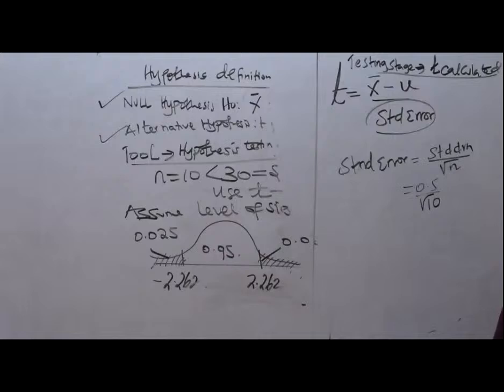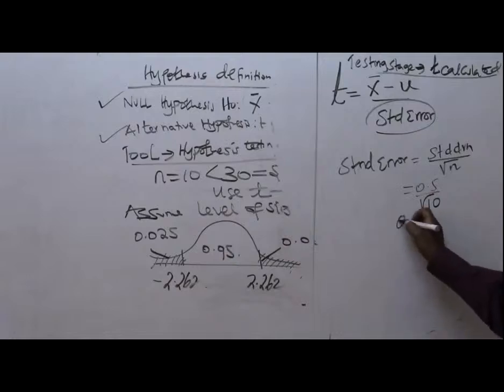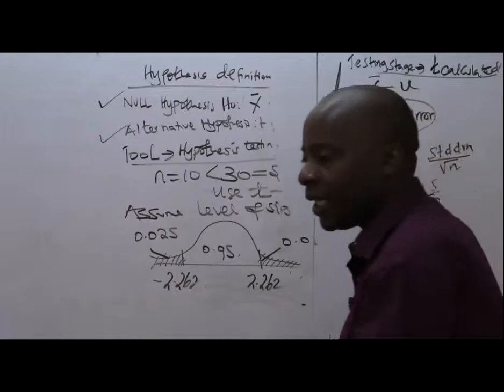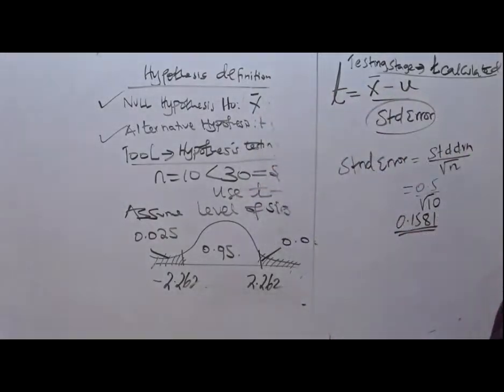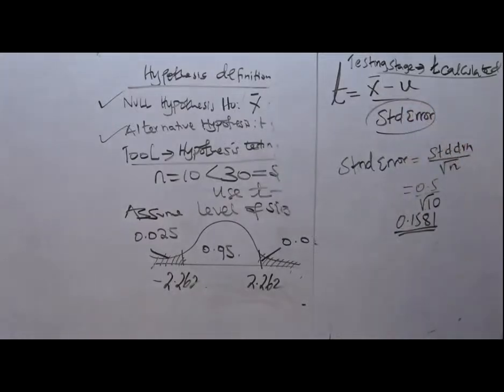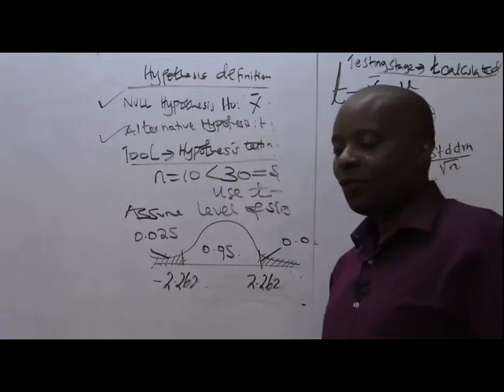Can somebody give me the standard error? 0.5 over root 10 will end up giving me what figure? It is 0.1581. Thank you very much. So could you kindly try to substitute them up there and give me T?